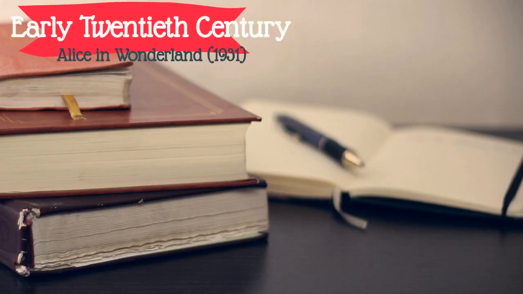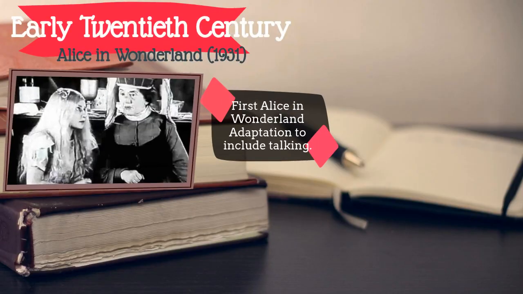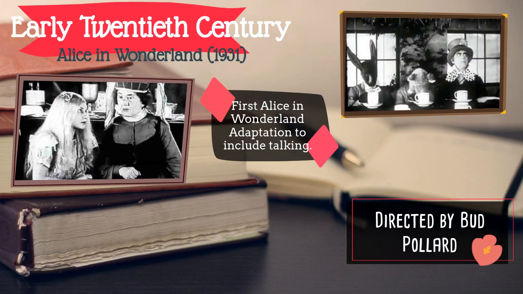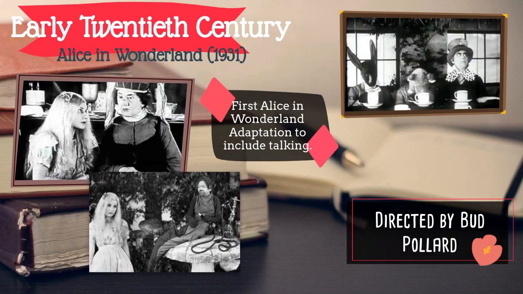While other silent films were made, it was not until 1931 that the first film to include sound was released. With sound, this was the first film to really be able to use parts of the original Carroll text and the wordplay it involves.